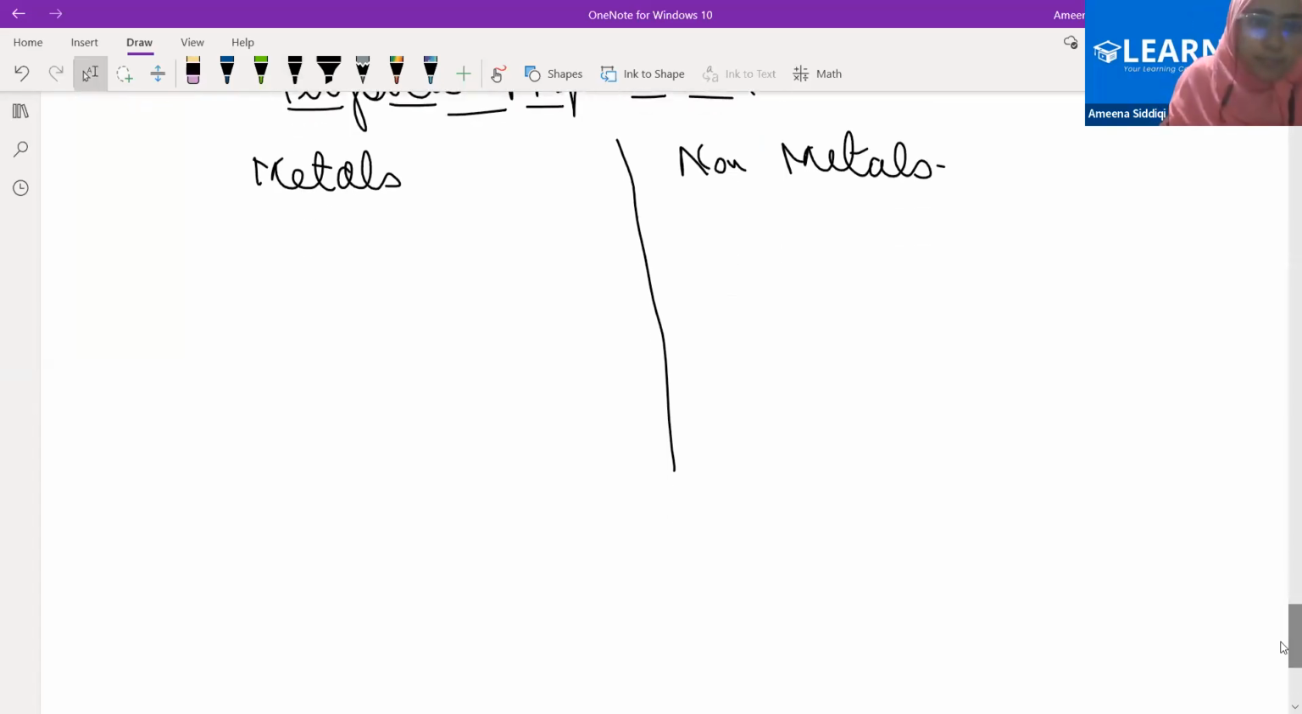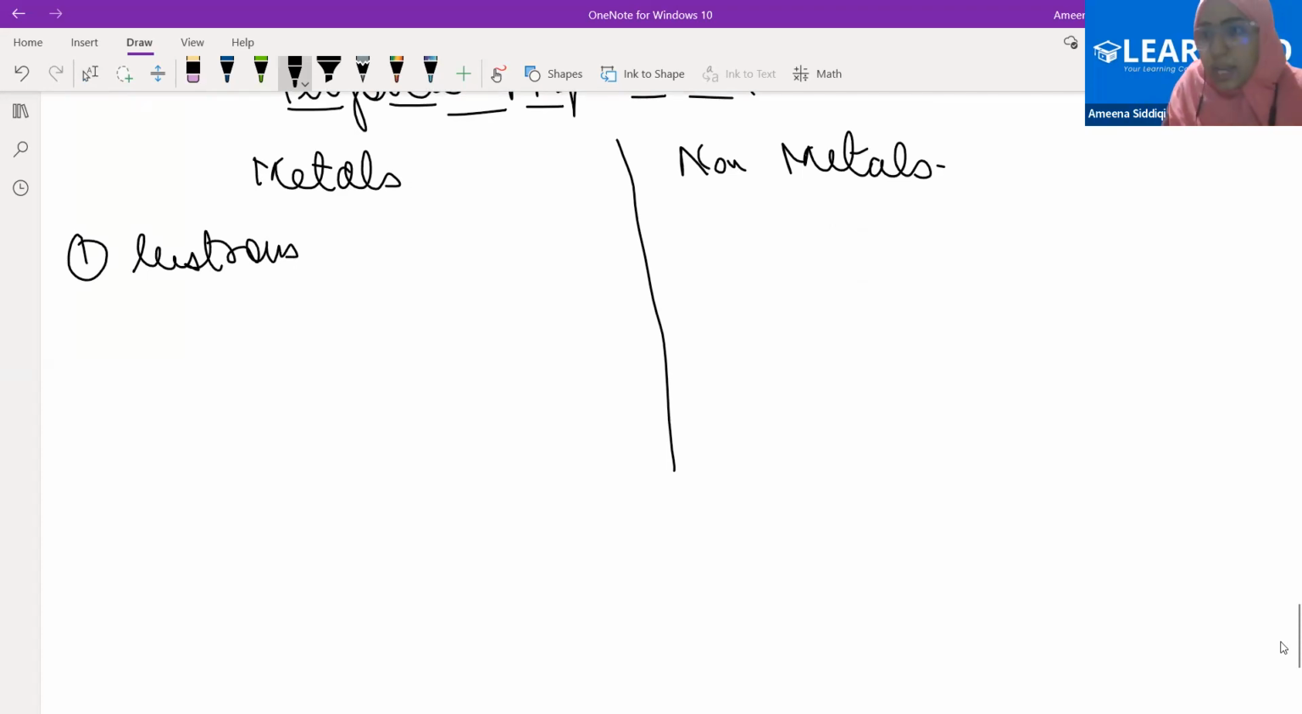So based on this, we have different properties between metals and non-metals. Quickly, we will discuss them. The first property for metals is that metals are generally lustrous. Lustrous means they have a shine on them. Always with the properties I use the term generally because there are always exceptions. Whereas non-metals are not lustrous. Yes, ma'am.